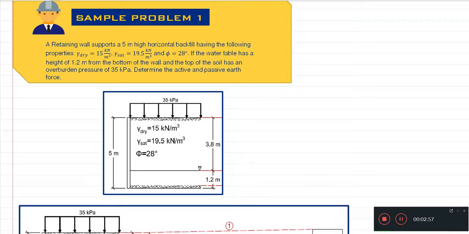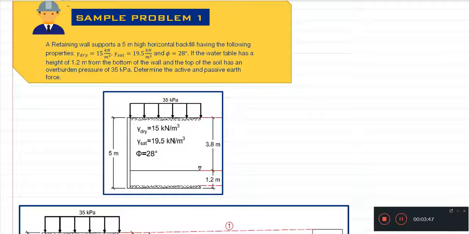So, sabi dyan, if the water table has a height of 1.2 meters from the bottom of the wall. So, kung ito yung bottom of the retaining wall, so ibig sabihin, mula dyan, pataas, nandun yung water table natin, which is shown, ito. So, ang height nun is 1.2 meters, which is ito. Next, ang sabi niya, meron tayong overburden pressure at the top of the soil, which is 35 kilopascal. So, since overburden pressure siya, it is a uniformly distributed pressure at the top, which is shown na ito. So, ang pinaba-determine sa atin, yung active and passive earth force.